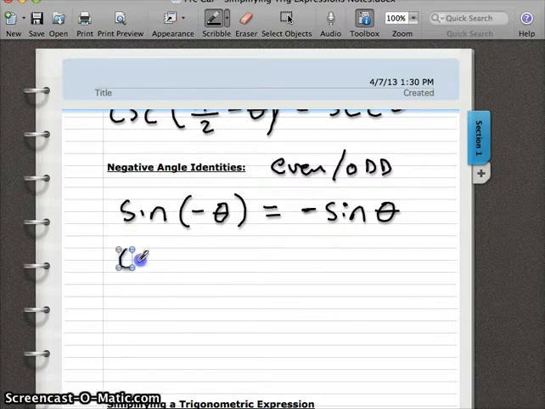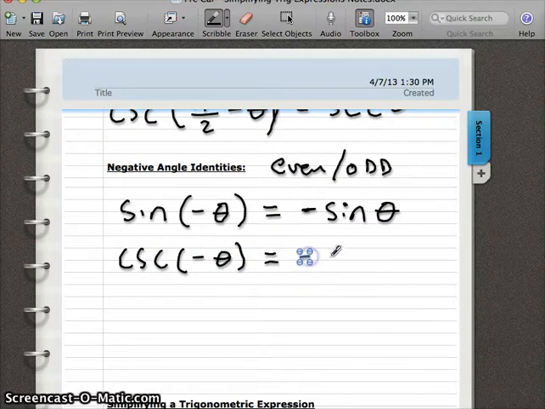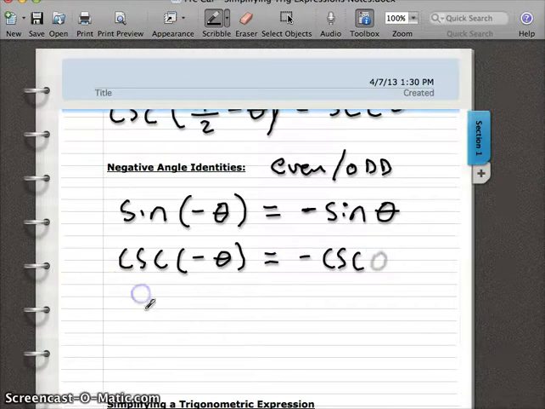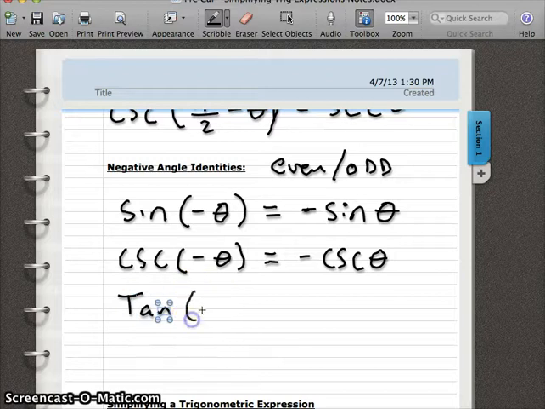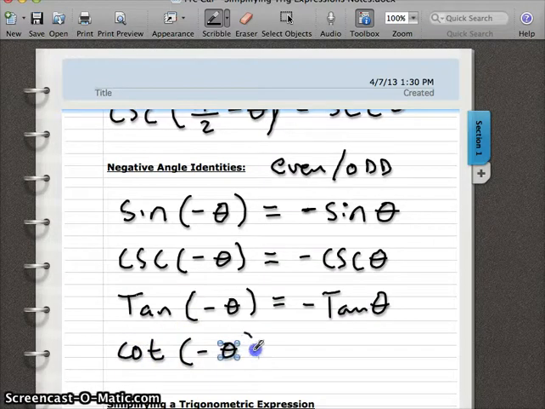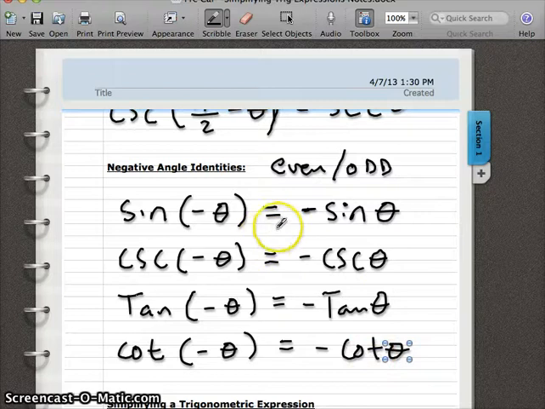And I can do the same thing with the reciprocal. So cosecant of a negative angle follows the same pattern. It would be negative cosecant of that angle. And those would be referred to as odd identities. Tangent holds true with the same pattern here. So tangent of a negative angle is going to be equal to the opposite of the tangent of that angle, and its reciprocal cotangent follows the same pattern. Cotangent of a negative angle is equal to the opposite of the cotangent of that angle. So those are all known as odd angle identities or negative angle identities.